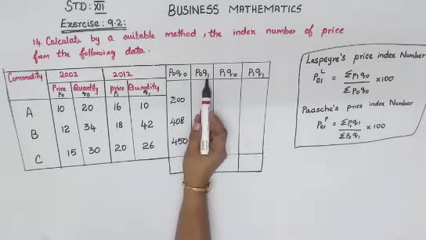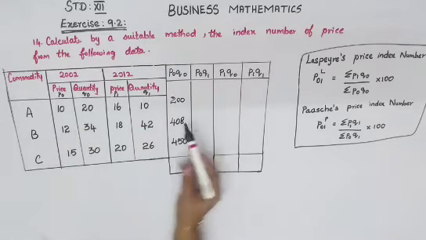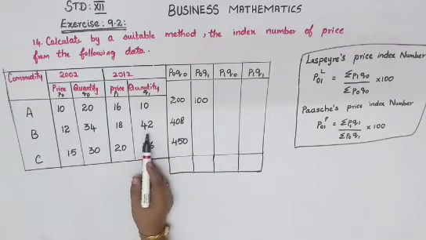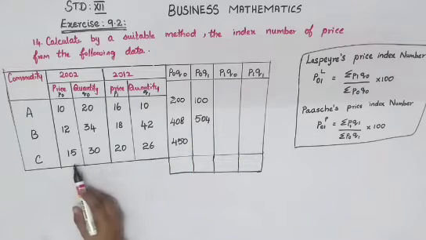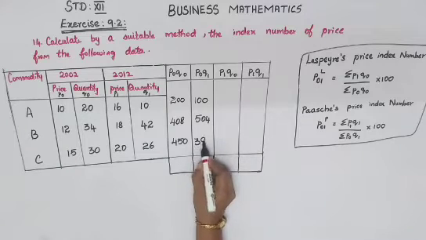Next is P naught Q1. So P naught and Q1, the first and last columns you have to multiply. 10 into 10 you will get 100. 12 into 42 you will get 504. Next is 15 into 26, you will get 390.